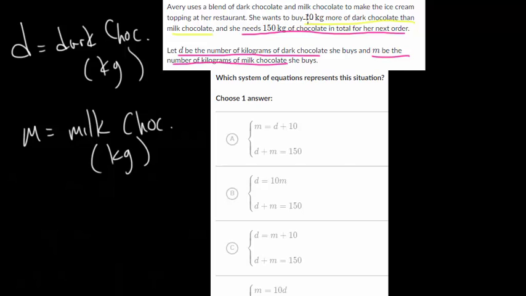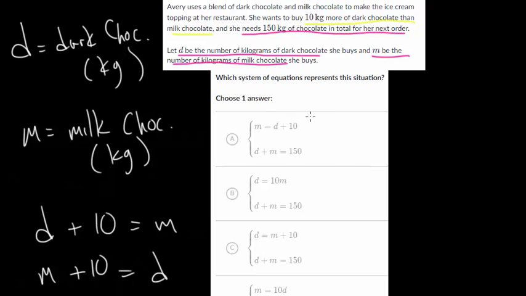So she wants to buy 10 kilograms more of dark chocolate than milk chocolate. So dark chocolate should be more. So basically we have, let's say, dark chocolate, and then we're going to add 10 kilograms to that to get us the milk chocolate. Or maybe it's the other way. Maybe it's the milk chocolate plus 10 gives us the dark chocolate. In fact, you can see these in the equations down below. Up here, you have D plus 10 equals M, or down here, you have M plus 10 equals D. So it's got to be one of those, but let's actually make sense of it.